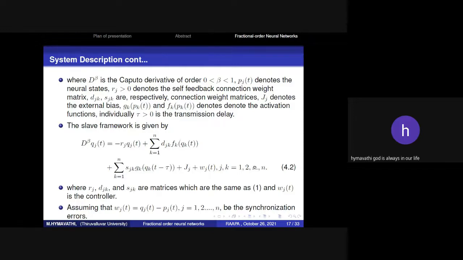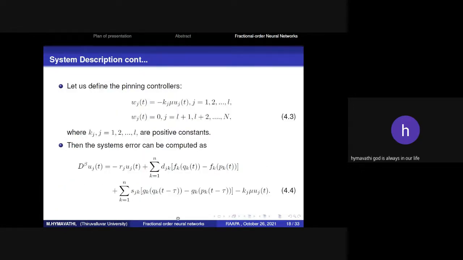Now the slave system can be represented here. If you subtract the master system and the slave system, we get the error system that can be represented here. Before going to the error system, we have to introduce pinning controllers, that is w_j of t equals minus k_j mu u_j of t, where j ranges from 1 to l, and w_j of t equals 0 when j ranges from l plus 1 to capital L. Here k_j for j equals 1 to l are positive constants. Now we have the error system like this.